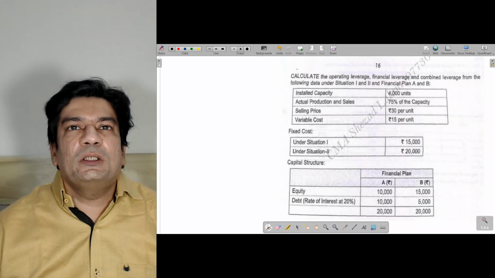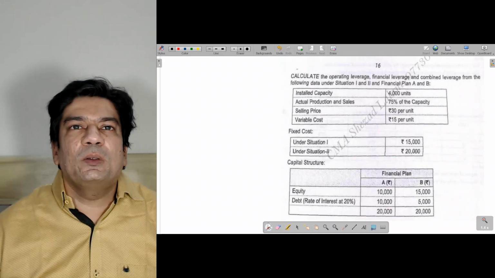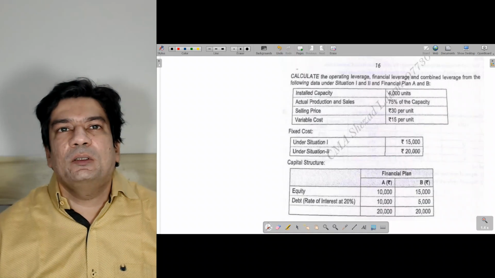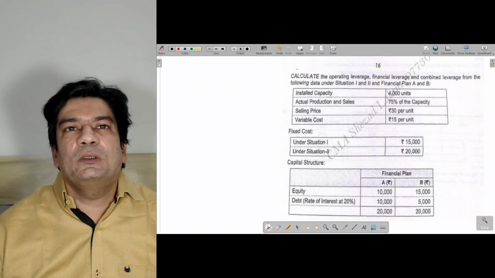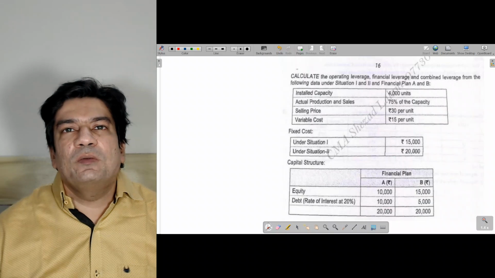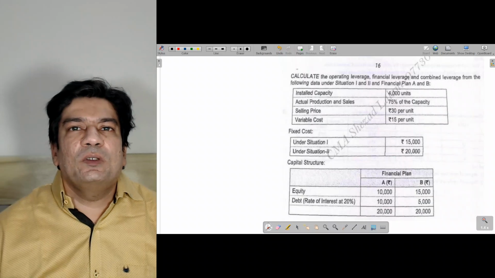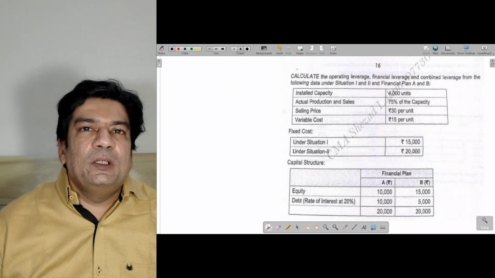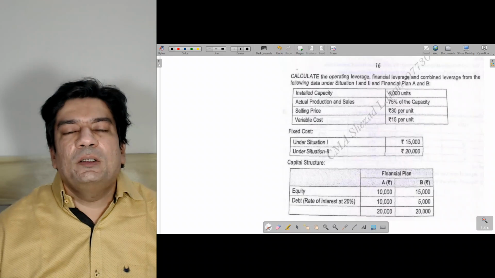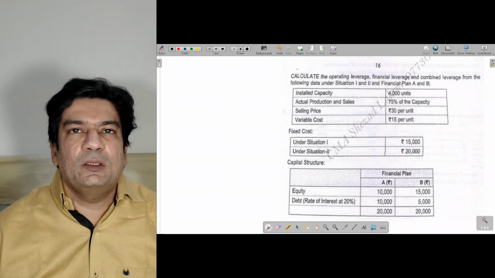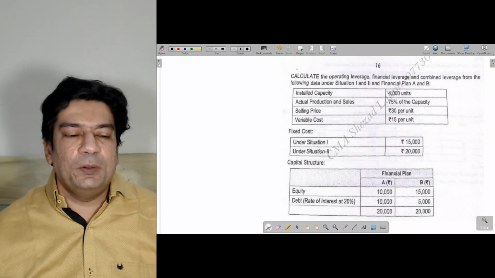The actual production and sales is 75% of the capacity. Selling price 30 per unit, variable cost is 15 per unit. Now fixed cost under situation 1 they have given 15,000 and under situation 2 they have given 20,000. Now financial plan for A they have given equity to be 10,000 and for B it is 15,000 and debt at the rate of 20% it is 10,000 and 5,000. So the sum is basically very simple, but you need to do it in a proper manner.